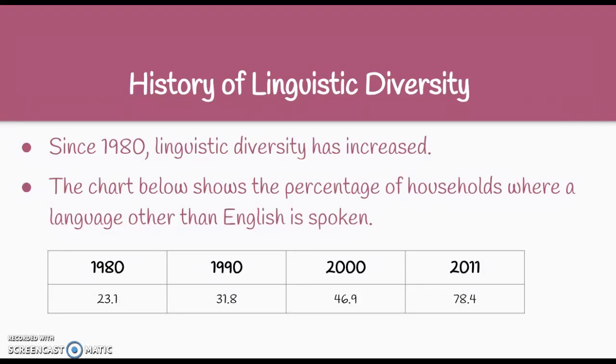Since 1980, linguistic diversity has increased. If you take a look at the chart at the bottom of the slide, it shows the percentage of households where a language other than English is spoken. So our baseline is 1980, where there were 23.1% that spoke a language other than English. In 1990, it increased. 2000, another increase, and 2011, there was an increase there too. So there's a steady increase of language diversity within the United States, and from 1980 to 2011, it's almost tripled in percentage.